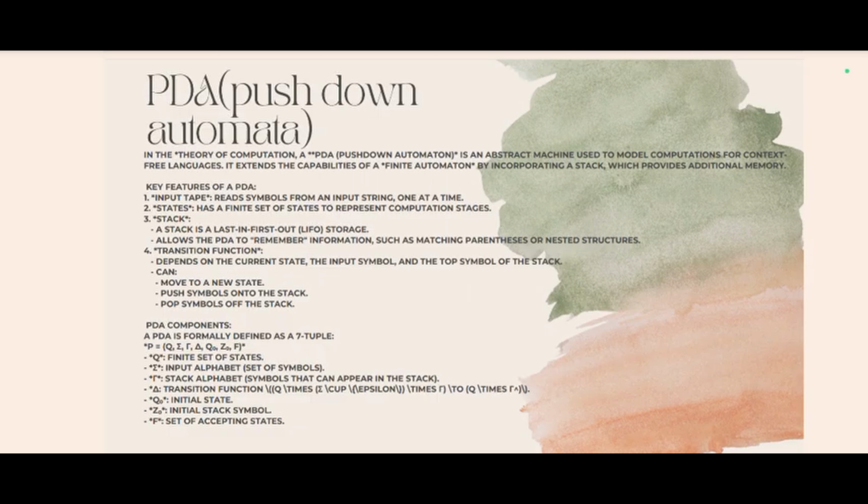Key features of a PDA. Input tape: reads symbols from an input string one at a time. States: a finite set of states to represent computation stages. Stack: a last-in, first-out storage that allows the PDA to remember information such as matching parentheses or nested structures. Transition function: depends on the current state, the input symbol, and the top symbol of the stack. It can move to a new state, push symbols onto the stack, and pop symbols off the stack.